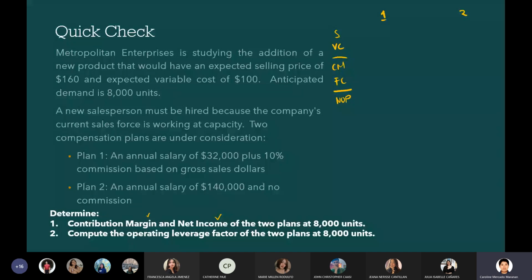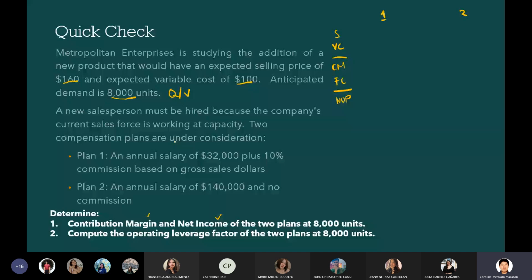So, simulan nyo na. The Metropolitan Enterprises is studying the addition of a new product that would have an expected selling price of 160. So, 160 yung selling price. And then, expected variable cost is 100. Anticipated demand is 8,000. So, this is your quantity or volume. The new salesperson must be hired because the company's current sales force is working at capacity. So, kailangan ng panibagong tao.